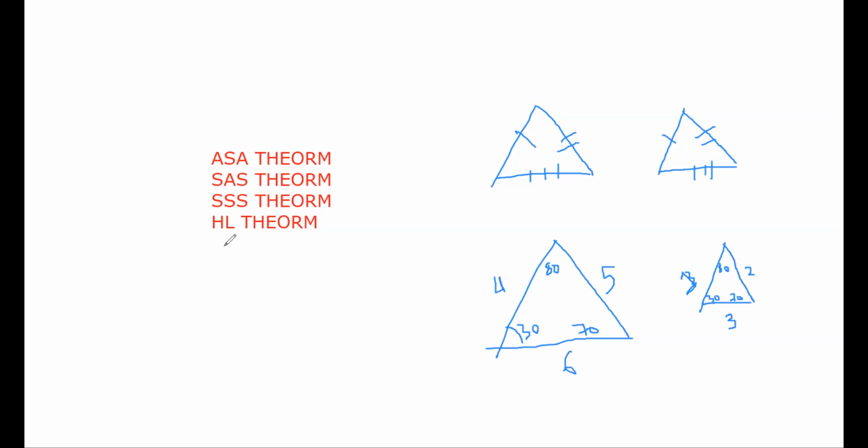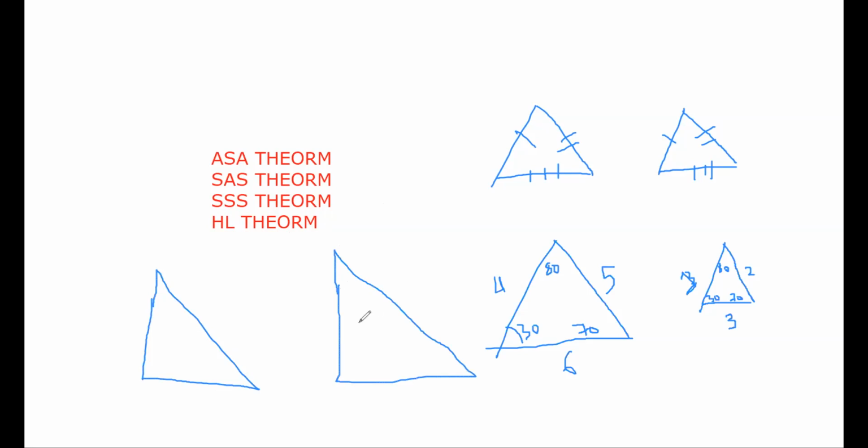Understood? Okay. The last theorem is the HL theorem. This is for a specific kind of triangle, the right angle triangle. This is a theorem for only the right angle triangle. If I have two right angle triangles in front of me, and I know H, what is H? For a right angle triangle, this is called the hypotenuse, and these two are called legs.